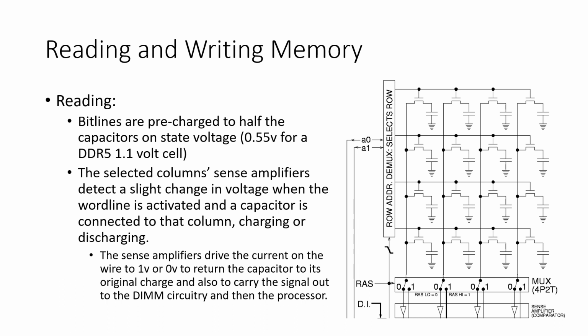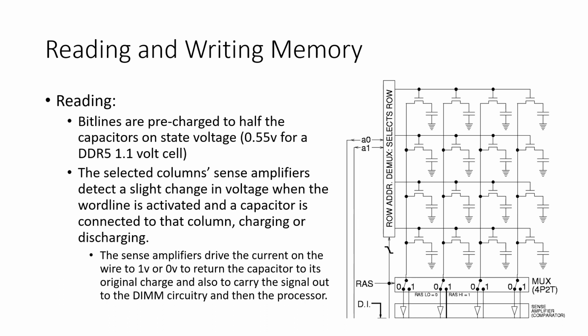Starting with reading, bit lines are pre-charged to half the capacitor's on-state voltage. For a DDR5 RAM stick, you would have 0.55 volts running through your bit line, and then you would turn your word line on, opening the transistors to the bit line current. That means that 0.55 volts is either added to by the capacitor that is now connected to it, or subtracted from by a discharged capacitor charging off of that bit line. So you then have less voltage or more voltage running through your bit line.